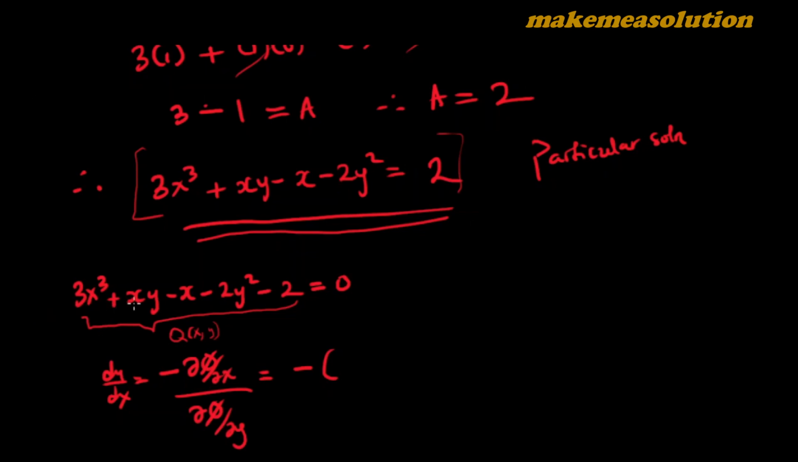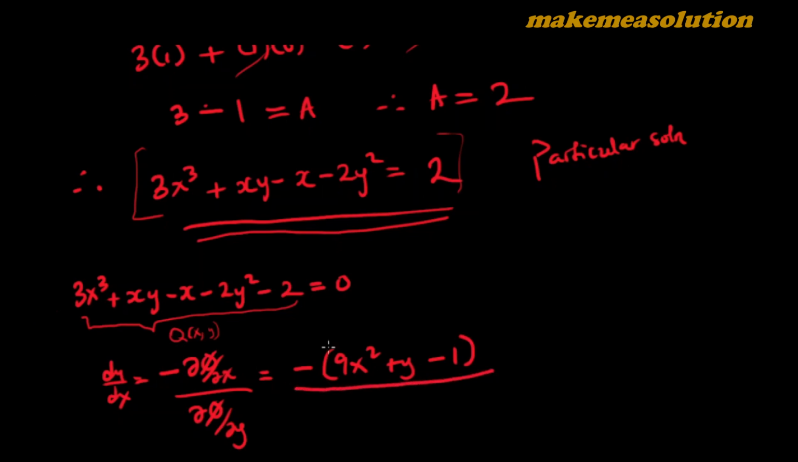So minus the partial derivative of phi with respect to x. We're going to differentiate everything here with respect to x. In differentiating with respect to x, we get 9x squared. Then if you differentiate this one with respect to x, you get plus y. If you differentiate this one with respect to x, you get minus 1. This term cancels out since it's a constant, and minus 2 also cancels out since it's a constant. So this is the partial derivative of phi with respect to x.